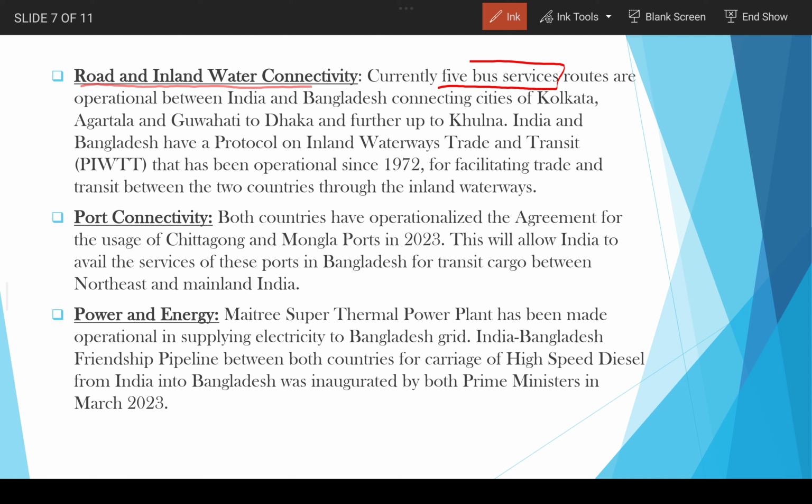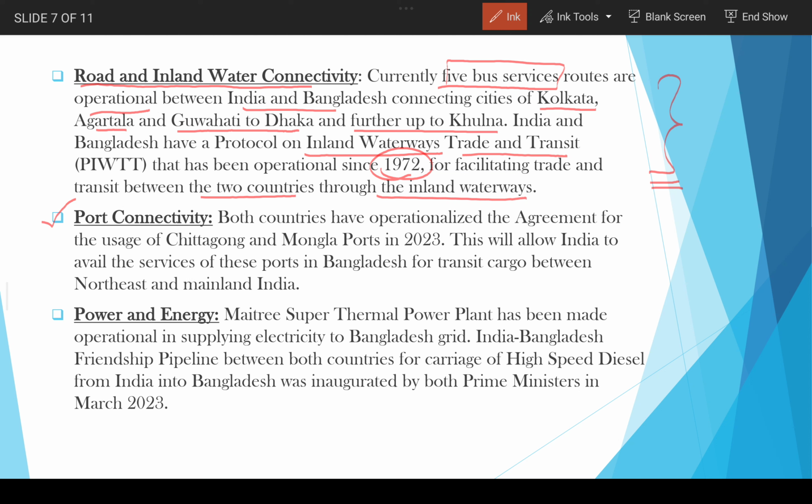There are 5 bus service routes which are operational between India and Bangladesh, which are connecting the cities of Kolkata, Agartala, Guwahati to Dhaka and further up to Khulna. India and Bangladesh have a protocol on inland waterways, trade and transit that has been operationalized since the year 1972 for facilitating trade and transit between the two countries through the inland waters. Okay, so these are basically in the case of road and inland water connectivity.